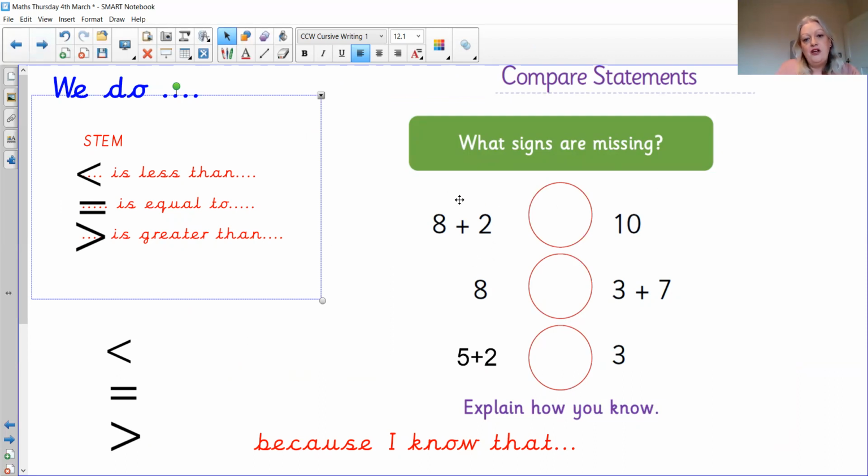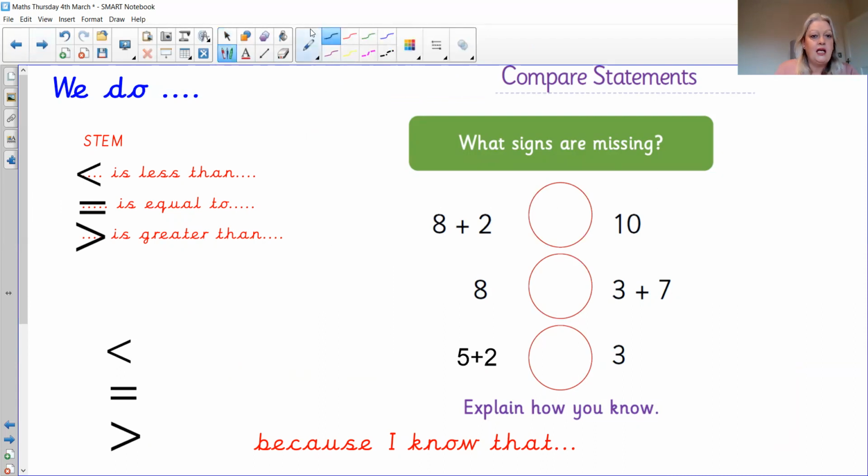But you've got to do something first. You've got to work out this addition calculation first. Before you know what symbol to put in, I need to know what this is. So I'm going to get my pen while you're working it out for me. 8 add 2 is, should all know that one. It's a number bond to 10. So I've worked that one out. And 10, and what goes in the middle then is something to 10. Is 10 less than 10? Is it greater than 10?